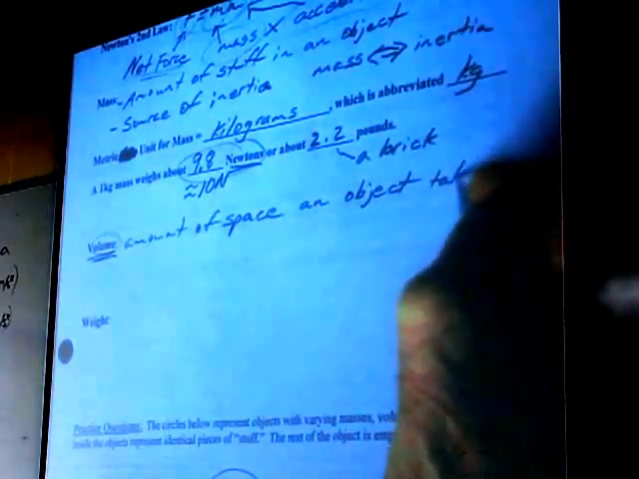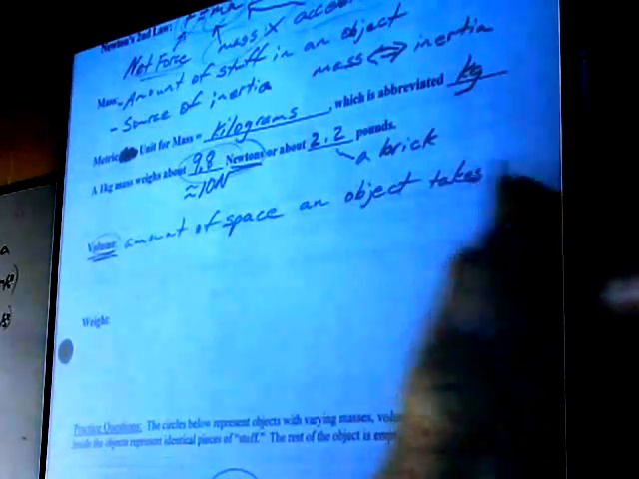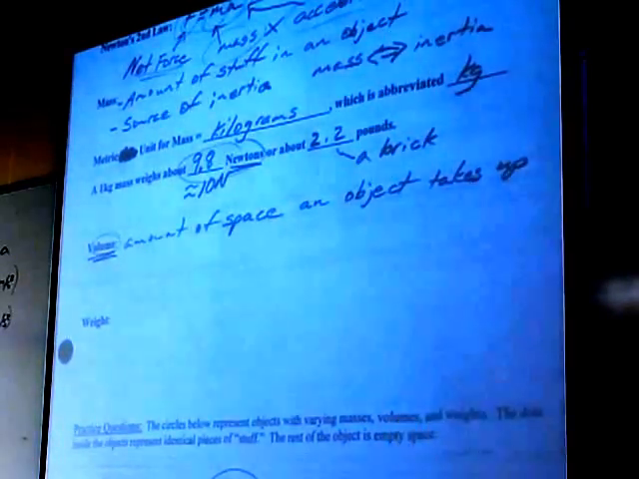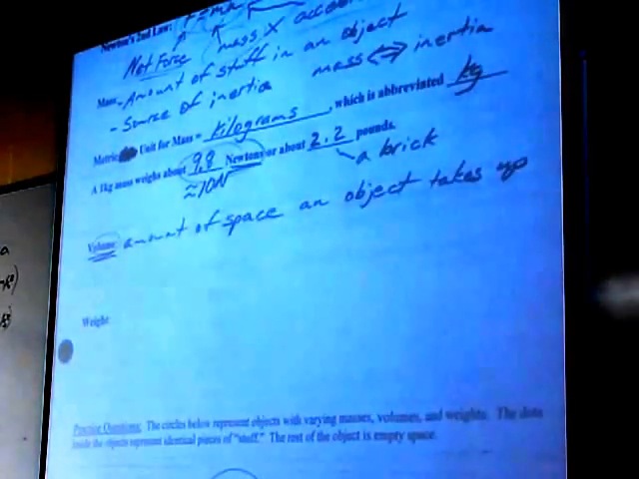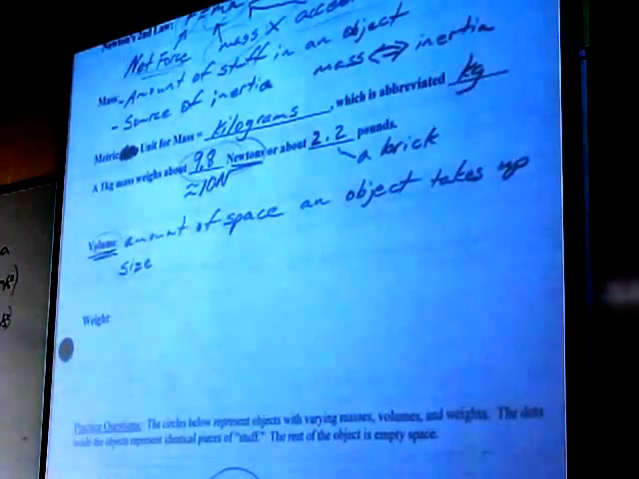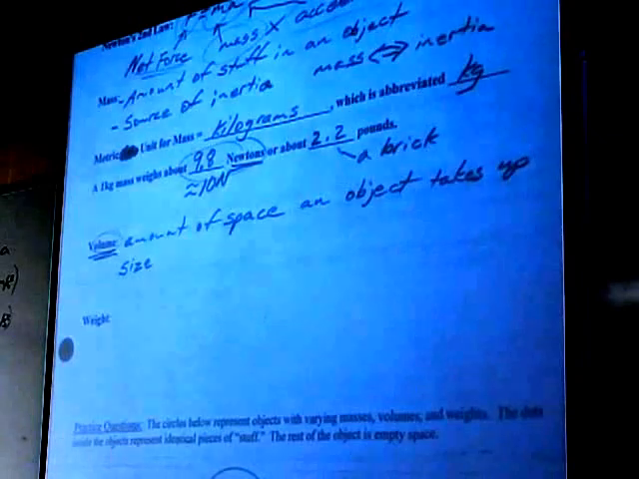But I'm just going to go ahead and end my sentence with a preposition anyway. I'm not even going to use a period, a capital letter. So that's volume. And if you just want to use one word, size. That's what volume is. Weight.